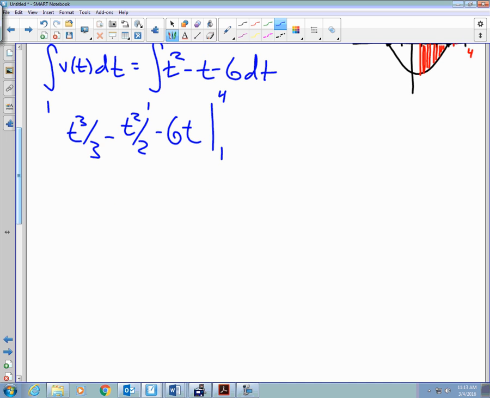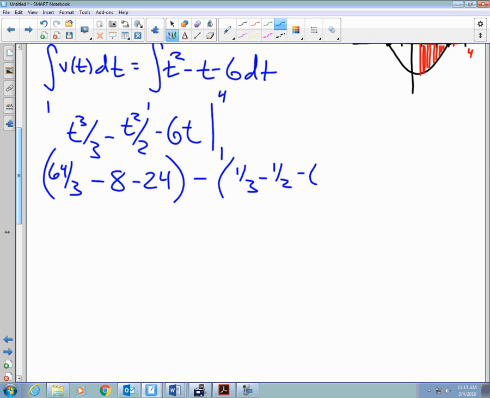Plug in 4, you get 64 over 3, 4 squared divided by 2, 8, 6 times 4, 24. But that amount minus, now I plug in 1: 1/3 minus 1/2 minus 6.